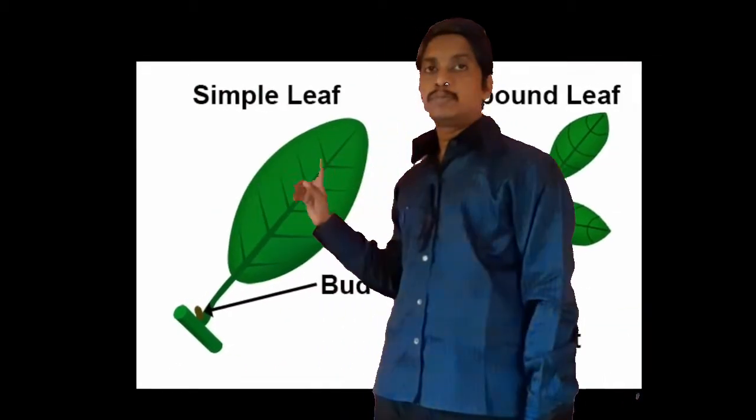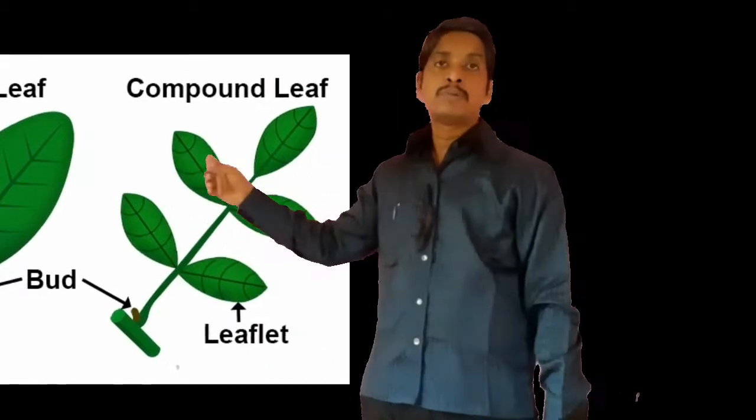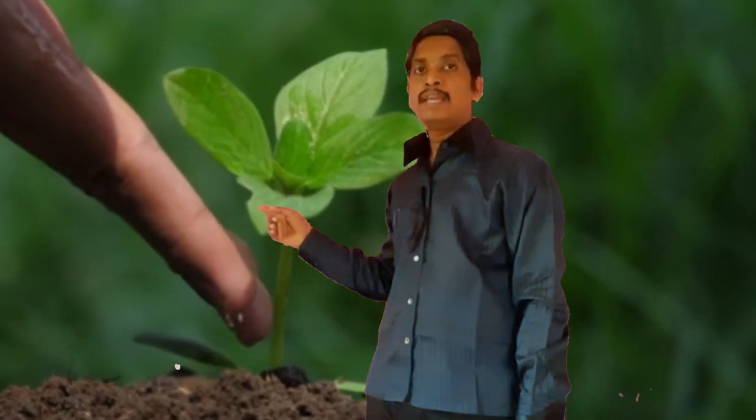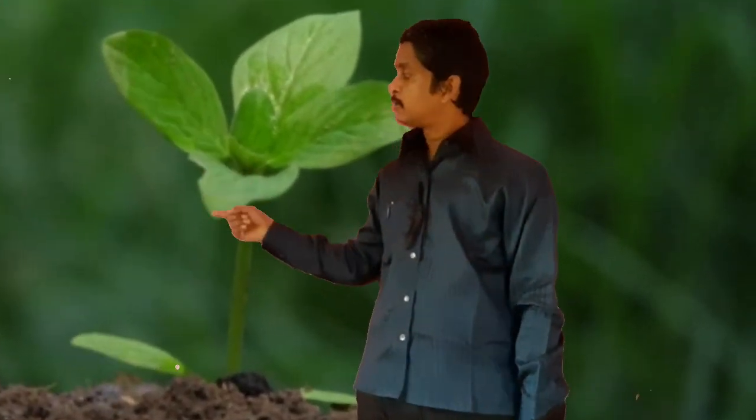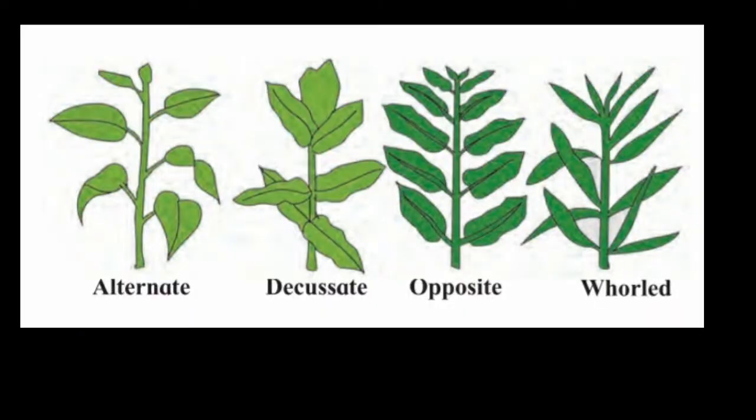Types of leaves. There are two main types of leaves, simple leaves and compound leaves. In the simple leaves, only one single leaf blade and midrib is present. While in the compound leaves, this leaf blade is divided into small leaflets. At last, alternate, decussate, opposite and whorled. These are the different arrangements of the leaf on the stem.